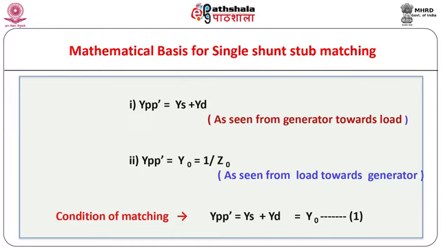Slide number 14. Thus, we have two results for admittance. One, admittance across P and P dash, which is YPP dash, that is equal to Ys plus Yd as seen from the generator towards the load, and admittance across P and P dash equal to Y0 as seen from the load towards the generator. For satisfying the condition of matching, the two admittances must be equal. Thus, we have YPP dash equal to Ys plus Yd, that is equal to Y0. Let us call this equation number 1.